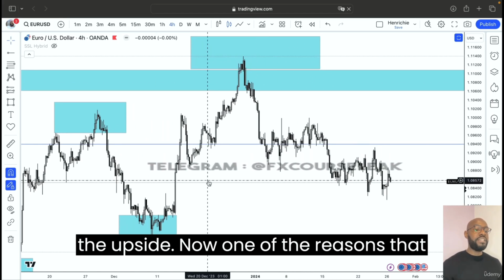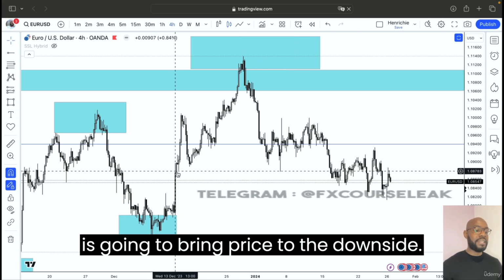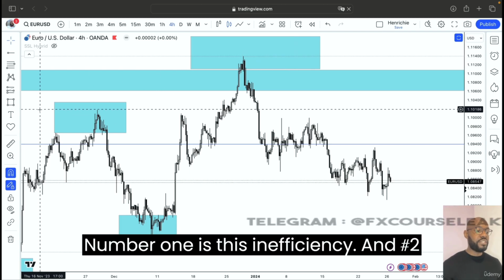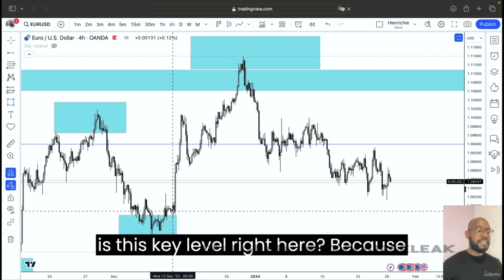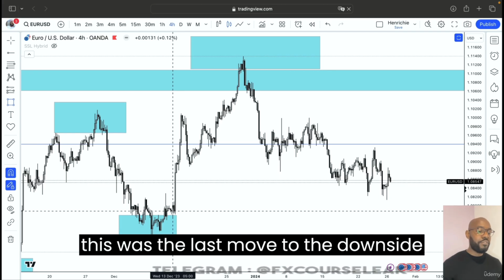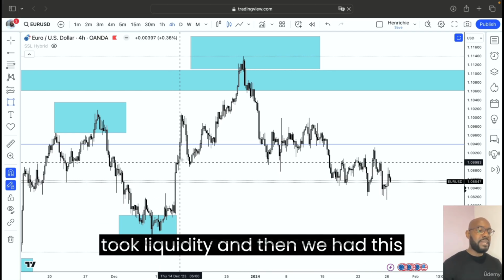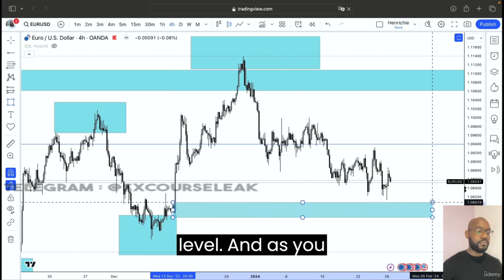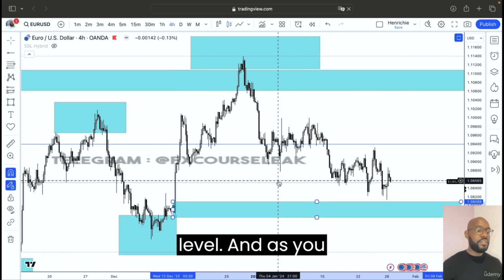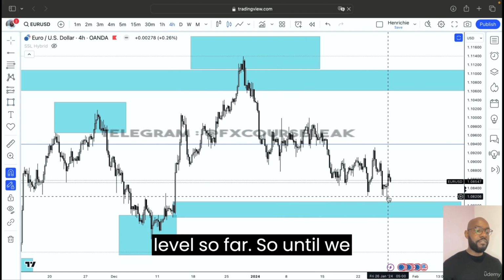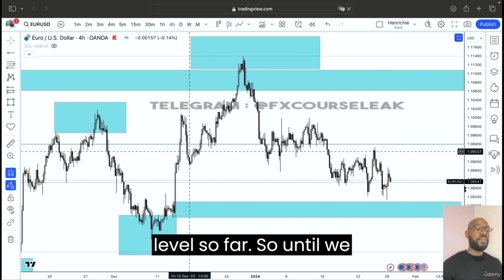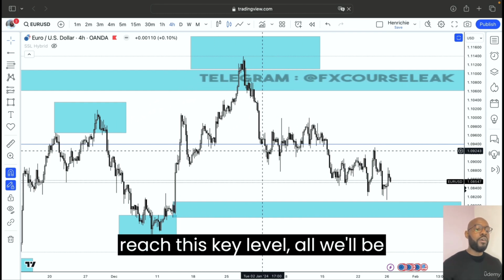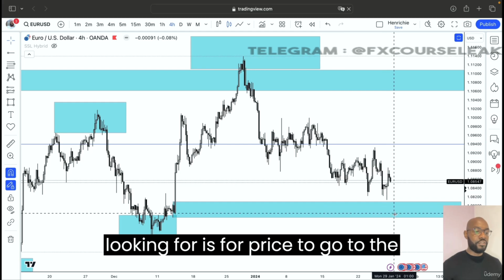Now, one of the reasons that is going to bring price to the downside, number one, is this inefficiency. And number two is this key level right here, because this was the last move to the downside that took liquidity, and then we had this expansion. So I'm going to box this key level. As you can see, we haven't reached this key level so far. So until we reach it, all we'll be looking for is for price to go to the downside.